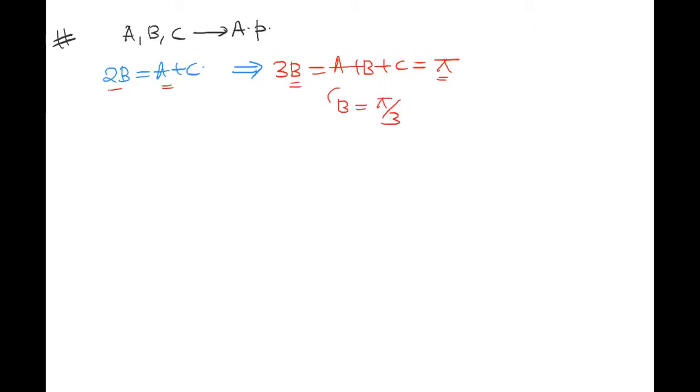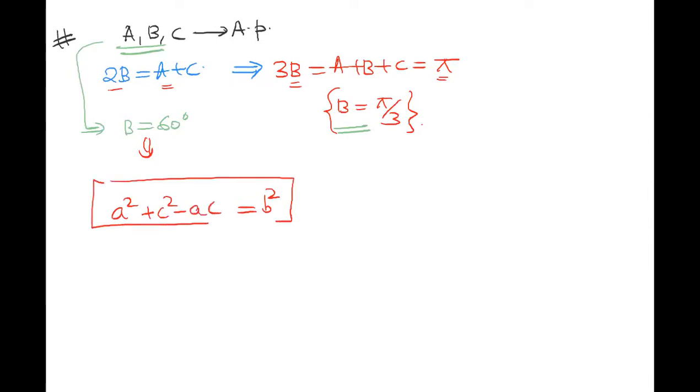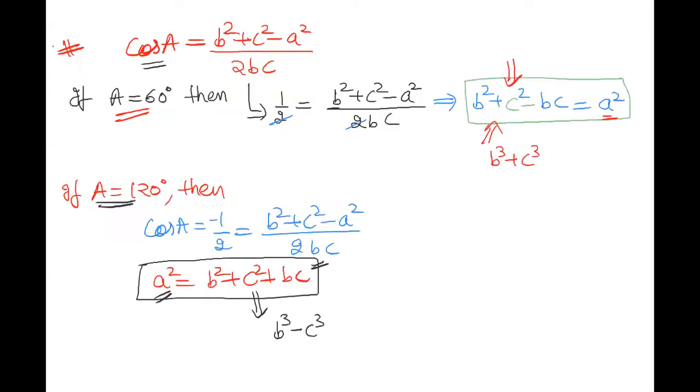So B is equal to 60 degree. Clear? It means whenever the angles are in AP, the angle B comes out to be 60 degree. So if ABC are in AP, I would say B is equal to 60 degree. And if B is equal to 60 degree, I would be able to write B square is equal to A square plus C square minus AC. Directly, if you want, you can write it away. Otherwise, you know how we got this, using the cosine formula. That's why I said you can remember these two manipulations.